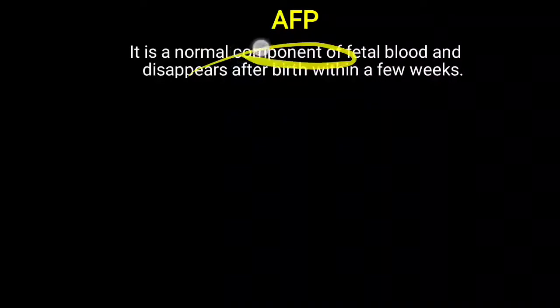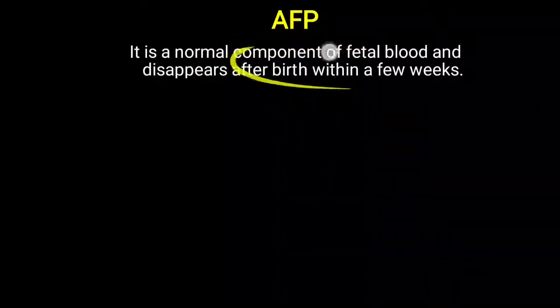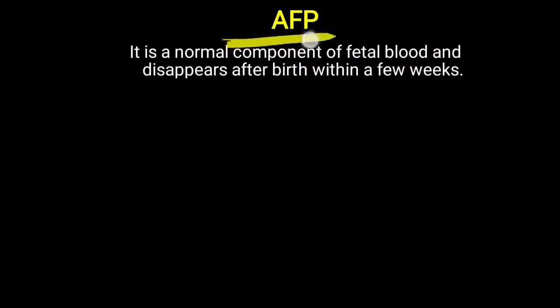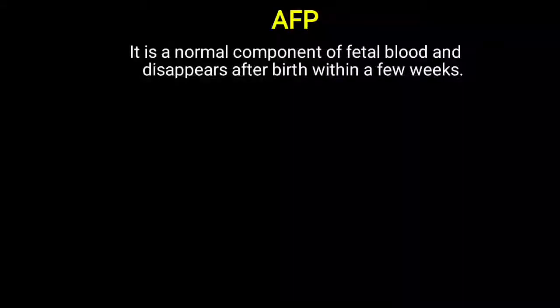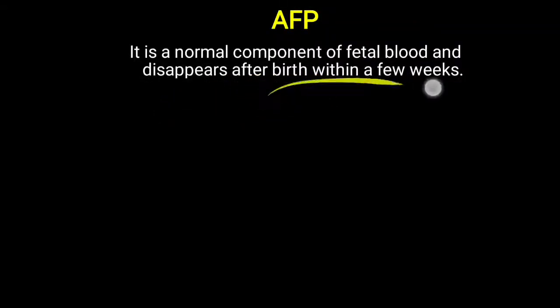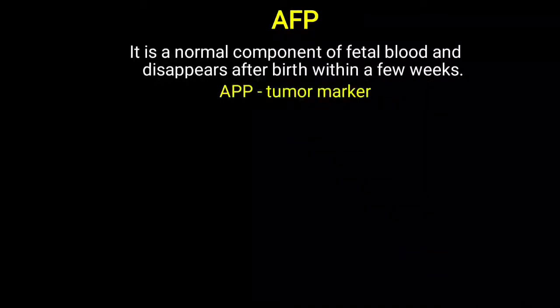Now it is not particularly increased in inflammatory conditions. It is found to be increased particularly in carcinoma or neoplastic conditions. It is a normal component of the fetal blood. The name is alpha fetoprotein. Feto means fetus. So it is a particular protein which is found in the fetus. It is a normal component of the fetal blood and disappears after birth within a few weeks. That is why the name alpha fetoprotein is given.